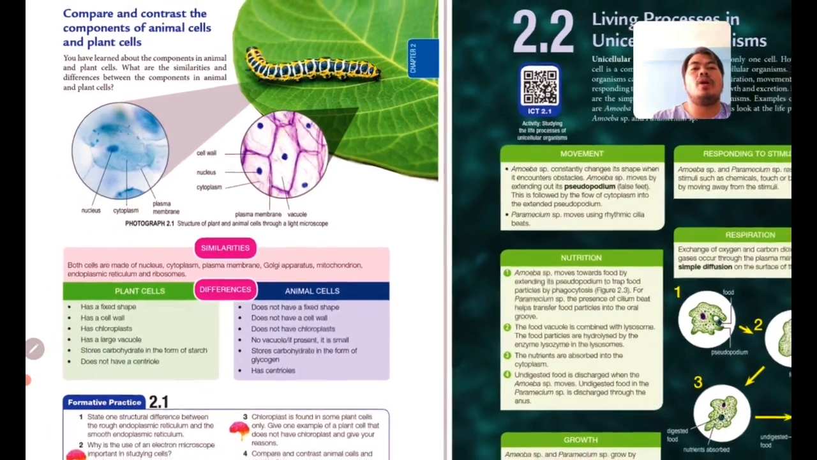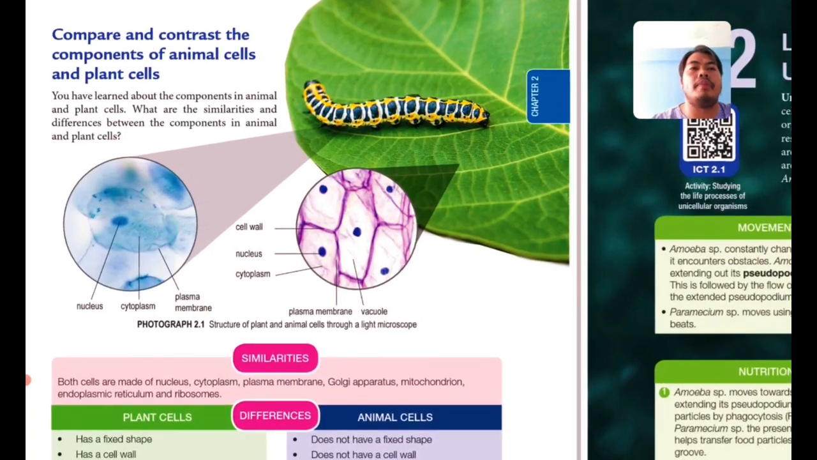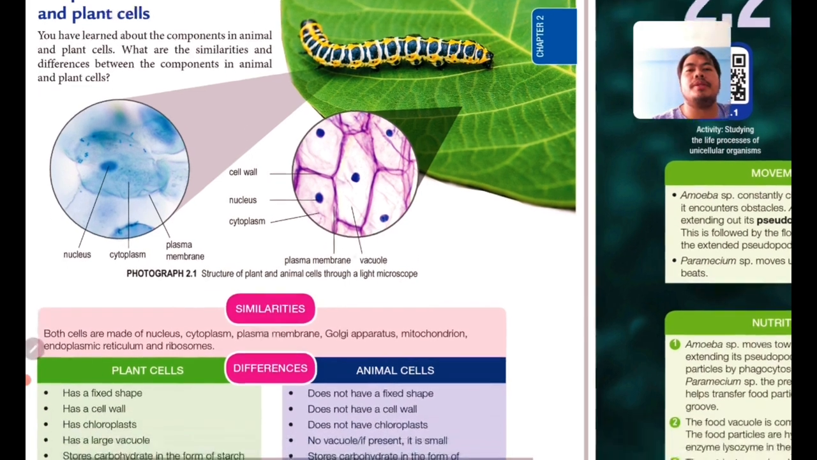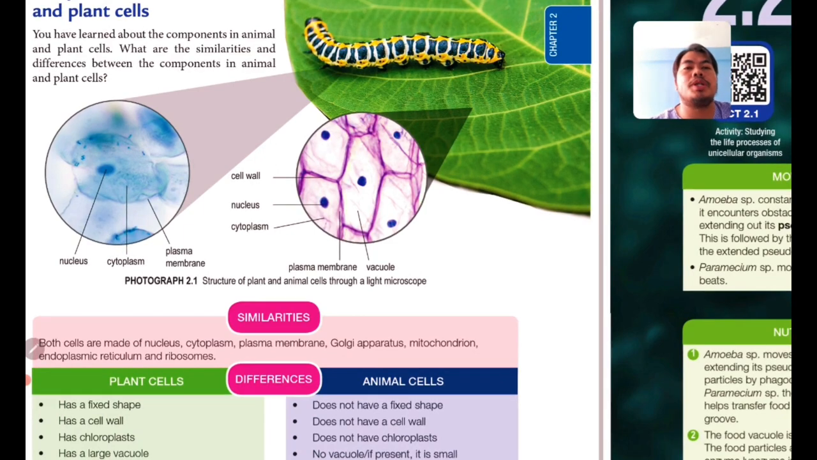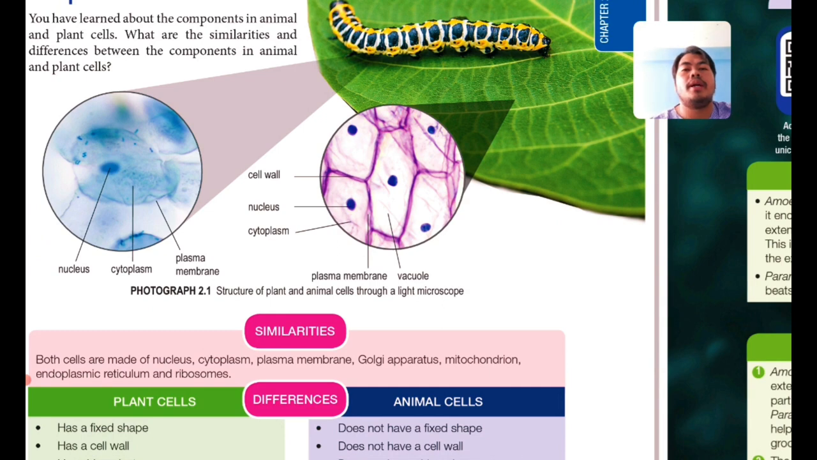So now we are going to compare and contrast the components of animal cells and plant cells. What is the difference between our cells and the plant cells? You have learned about the components in animal and plant cells. What have you learned so far? Later on we will do some conclusions. Now let's take a look at photograph 2.1, the structure of plant and animal cells through a light microscope, not the electron microscope.